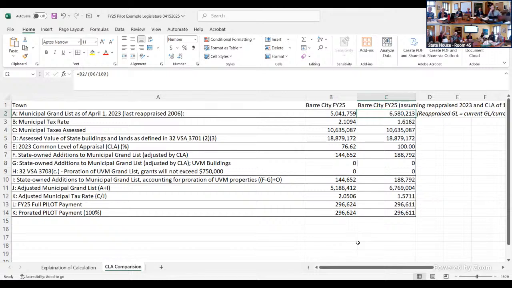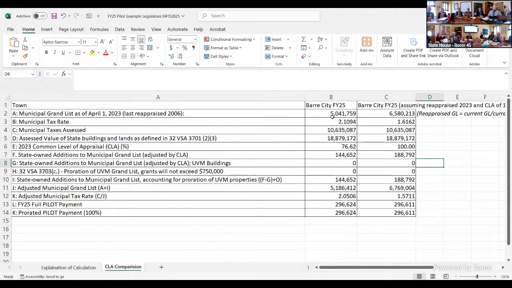Okay, and the first one, $145,000 state-owned addition to municipal grand list on line 7. Which is F. So 145 divided by 5,042, I think. Sorry, that's 2.8% of the grand list. Versus, I bet it doesn't change much, 189 divided by 6,580. Can you explain to everyone what you're doing? Yeah, I'm trying to see if in the new calculation the state-owned buildings still comprise the same percentage of the grand list, and they do, because they've been increased in value.